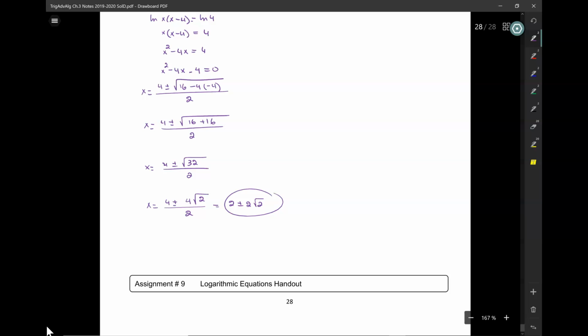All right? So the homework for this is the last handout, and then we're going to start to review.